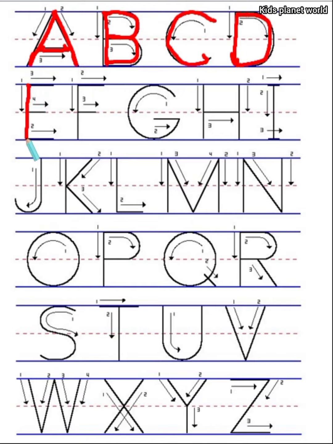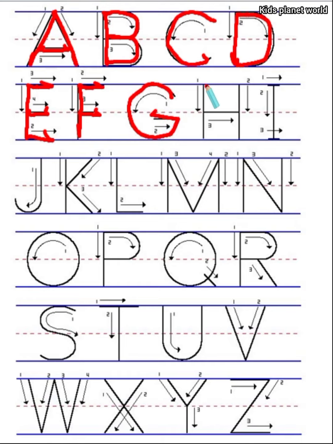standing line, this sleeping line, sleeping line. F, standing line, sleeping line. For G, half curve like this, then sleeping line.